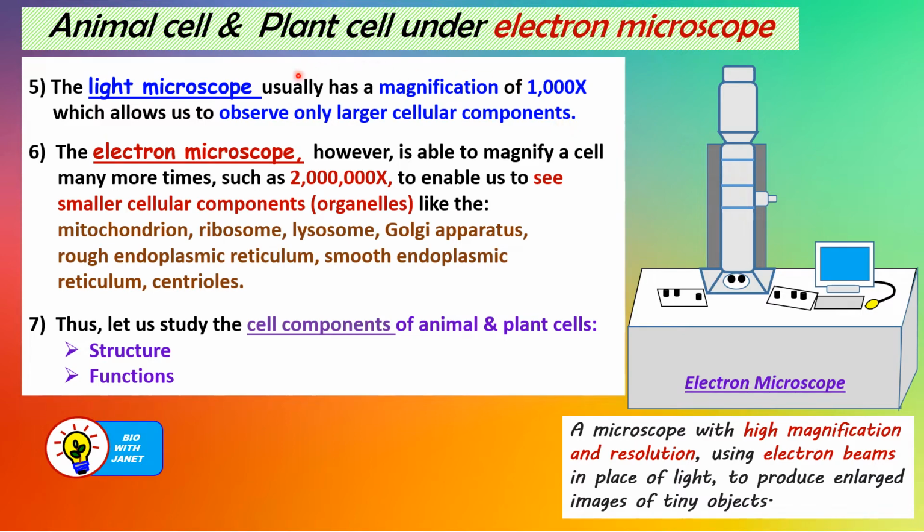However, there's another type of microscope called the electron microscope, which is able to magnify a cell many more times, such as 2 million times, to enable us to see the smaller cellular components, especially the organelles, like mitochondrion, ribosome, lysosome, Golgi apparatus, rough endoplasmic reticulum, smooth endoplasmic reticulum, and centrioles, right? So this type of microscope with high magnification and resolution uses electron beams in place of light to produce the enlarged images of tiny objects.